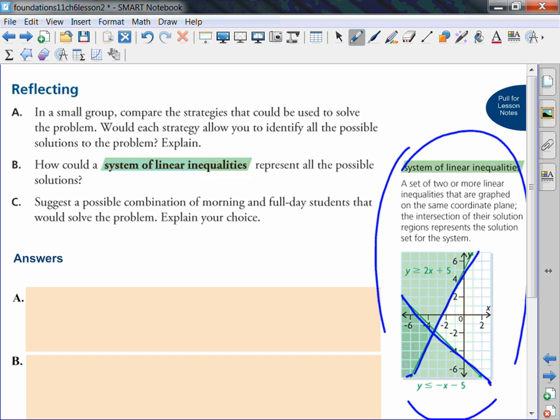So because this region was shaded twice, this is a solution region for both, for the whole system of linear inequalities. So for tomorrow, you're going to be looking at this problem and working on it in small groups. There's some other questions after that as well.